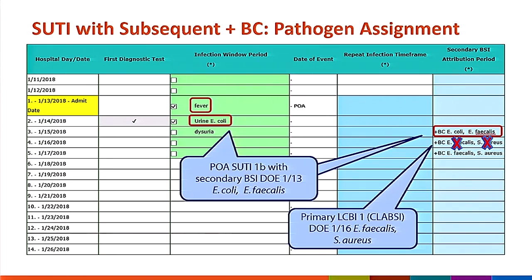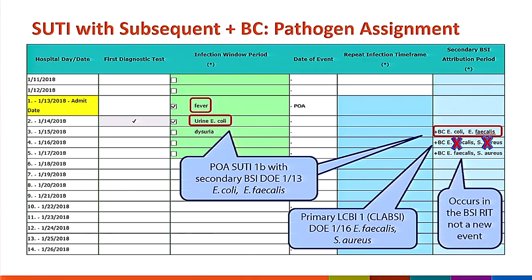The blood culture that's collected on the following day occurs in that BSI RIT. So a BSI RIT is set beginning on 1/16 and going through 1/29. That would be a BSI repeat infection time frame, and the second blood culture would not be recorded separately.